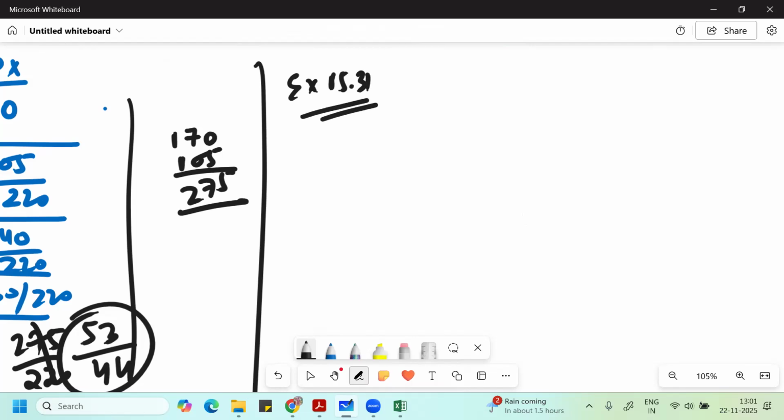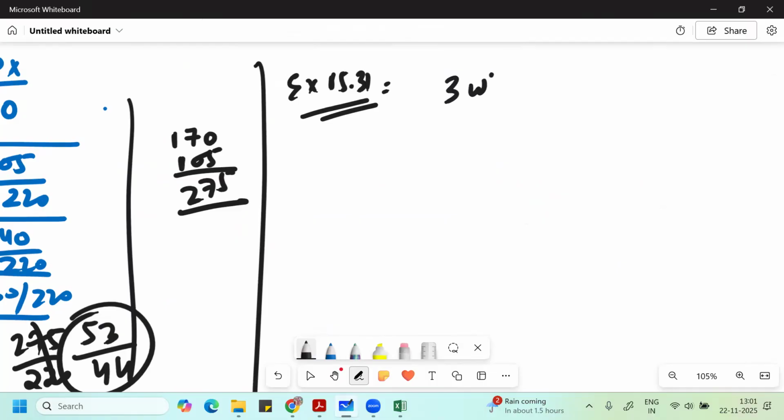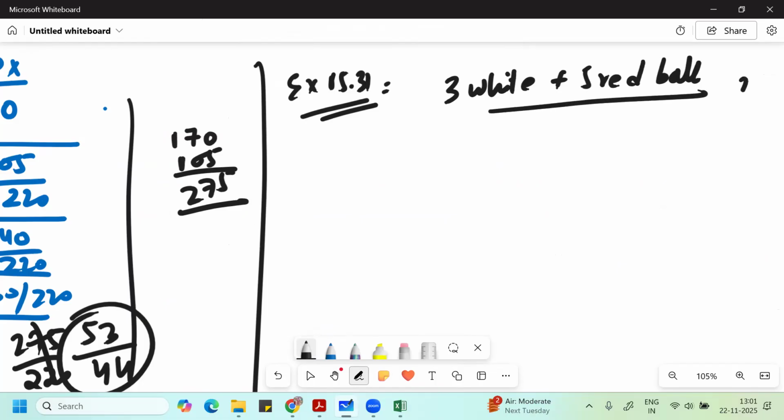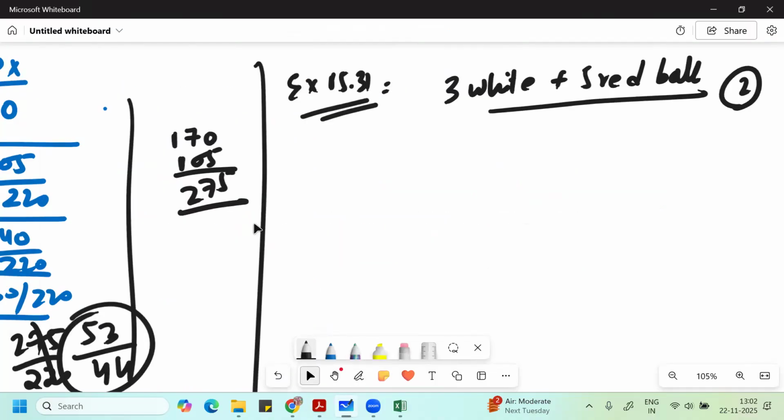This is example 15.31. You have three white and five red balls. From this, he is drawing two balls. If you draw two balls, both can be white, it can be white and red, or it can be red and red.